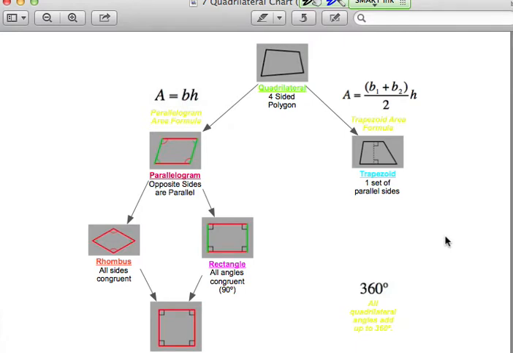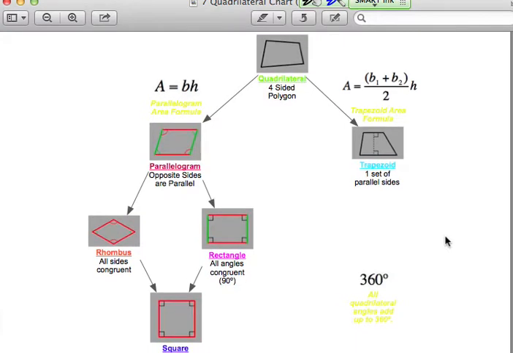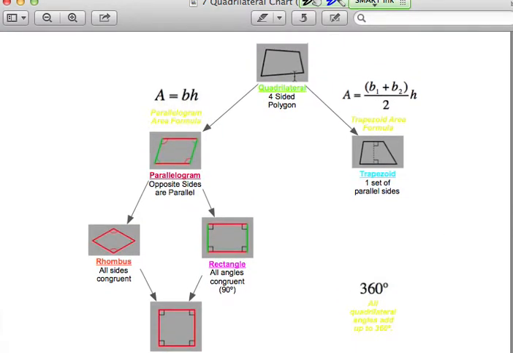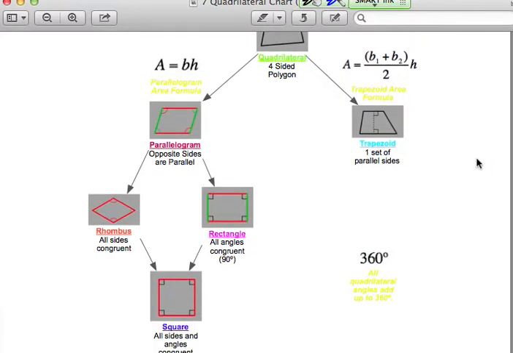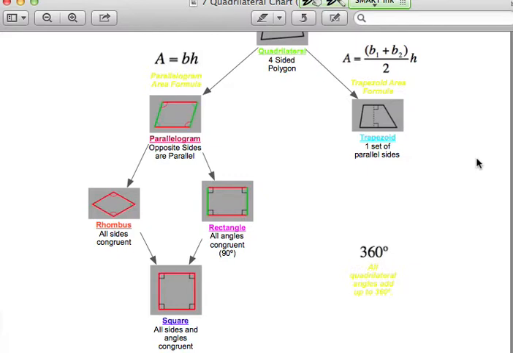So we're going to start here. This is what I call a quadrilateral flow chart. Okay, so it has our general quadrilateral at the top. So remember, a quadrilateral is a four-sided polygon. Okay, ignore the area formulas for now. You don't need to know those right yet.